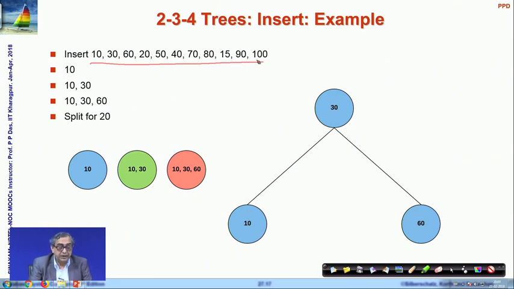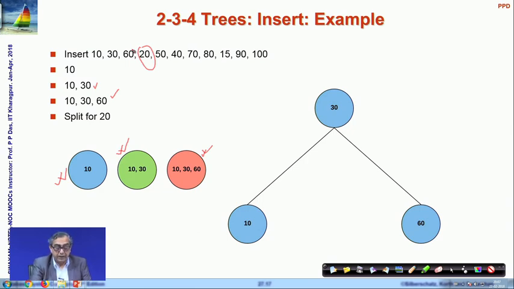So, we first insert 10. So, you get this, then you insert 30, that is here. So, it becomes a 2 node. Here the convention that I am following is blue is a 2 node, green is a 3 node, and red is a 4 node. Then you insert 60, it becomes a 4 node, and as soon as it becomes a 4 node, the next element to be entered is 20, but before that this 4 node will have to be split, and this is a case of splitting at the root, because this has no child yet.